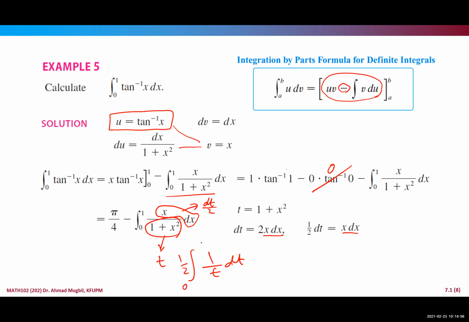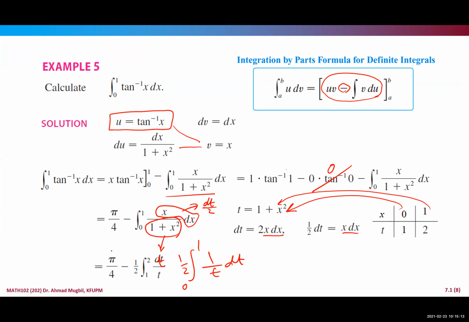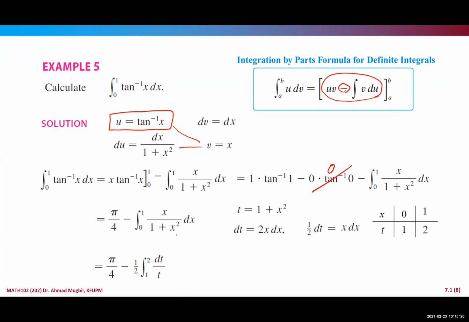Of course, not from 0 to 1. If you wrote from 0 to 1, it is wrong. You should change also the limits of the integral. So you have x from 0 to 1. When x is 0, what will be t? T will be 1. When x is 1, it will be 1 plus 1, it will be 2. So your new integral will be from 1 to 2, not from 0 to 1. So this is the half of dt over t.